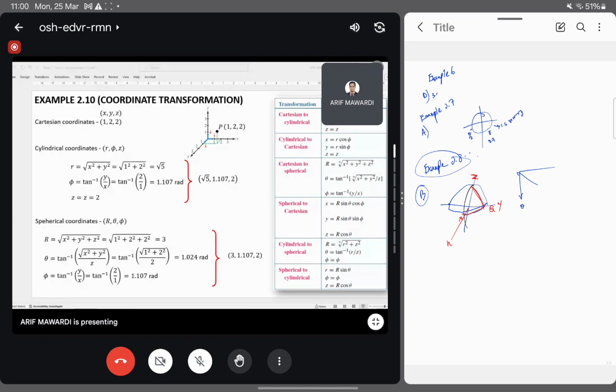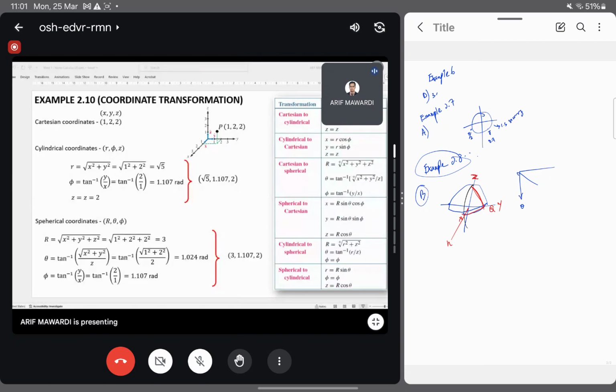And for the last coordinate, which is phi, it is equal to the inverse tangent of y over x. If I substitute this, I get this value. Therefore, the coordinates of the same point expressed in the spherical coordinates are 3, 1.07, and 2.